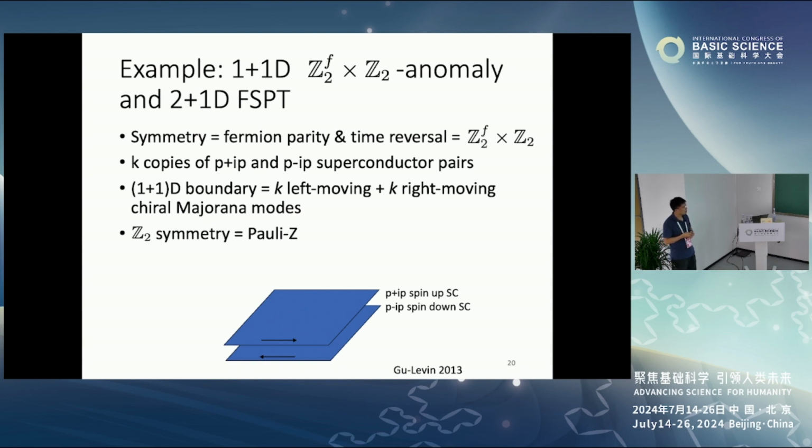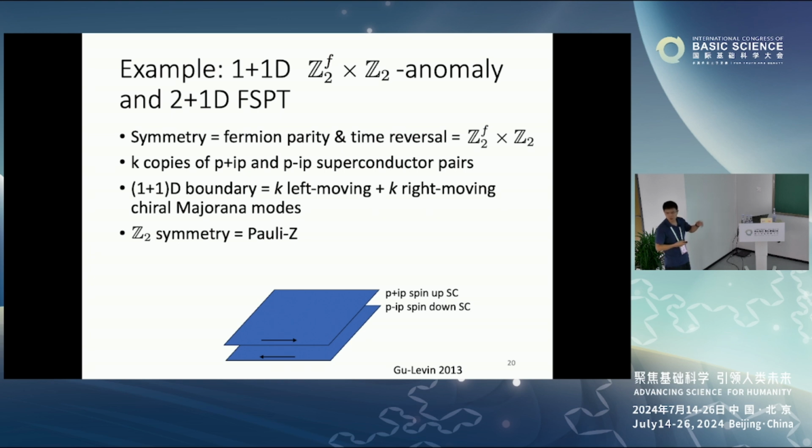And on the boundary, since it's a p plus ip superconductor, there will be K copies. So that's the K copies of p plus ip and p minus ip. So on the boundary, it will be K copies of chiral Majorana modes on the top, and also K copies of chiral Majorana modes on the bottom. We have 2K Majorana modes. Half of them are left moving, half of them are right moving. And then we want to ask the question whether this boundary is anomalous or not when we increase this K. Or in other words, whether the bulk can be trivial when we increase this K.